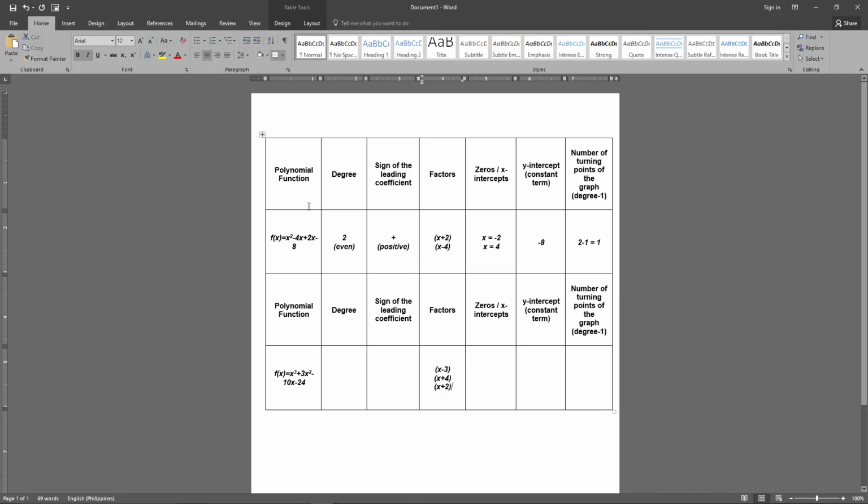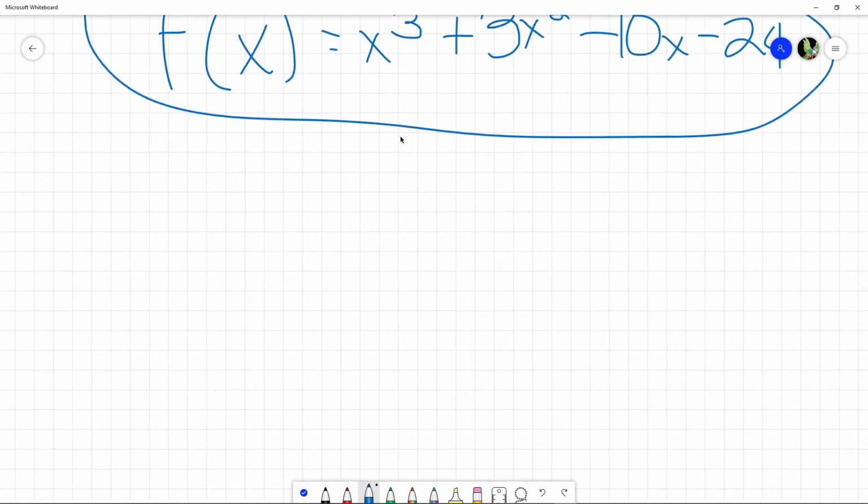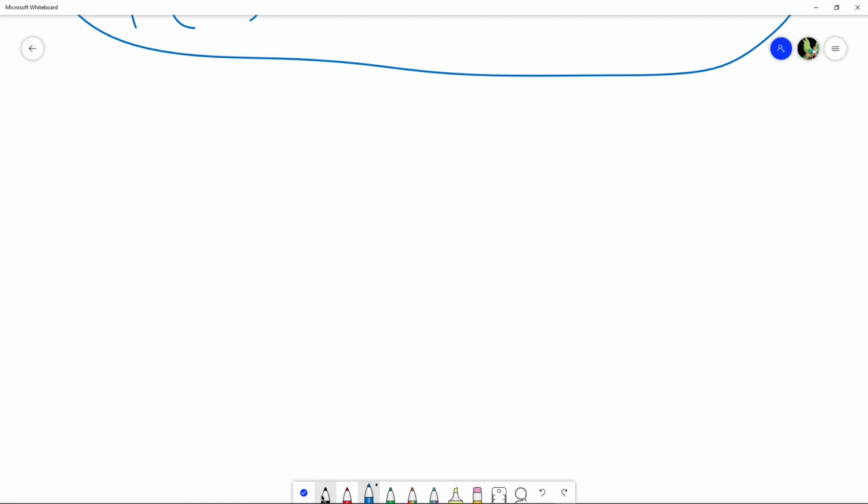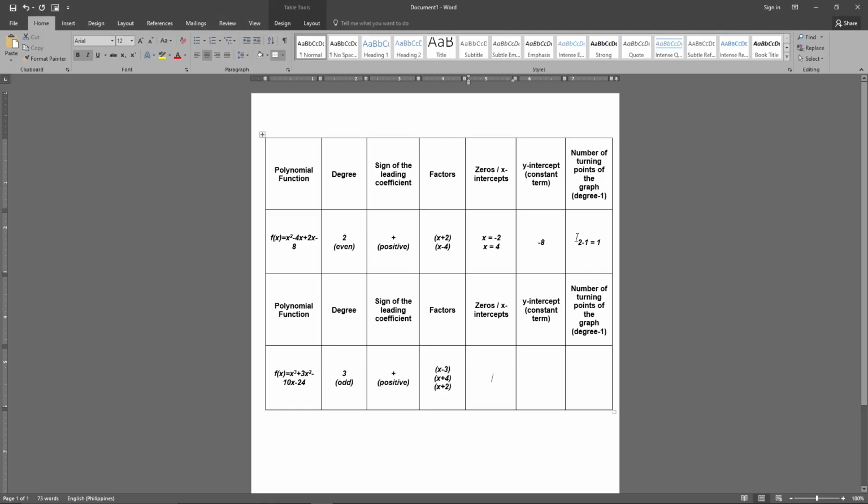So this time it's different, since if you look at this, we have a degree of 3. Since the exponent is raised to 3, the degree is 3, which means it's an odd degree. And the sign of the leading coefficient is still, of course, positive. That's on a good note. Our zeros or our x-intercepts, you know how to get that. We're going to make use of the factors. So x minus 3, we're going to equate them to 0 to find the zeros.